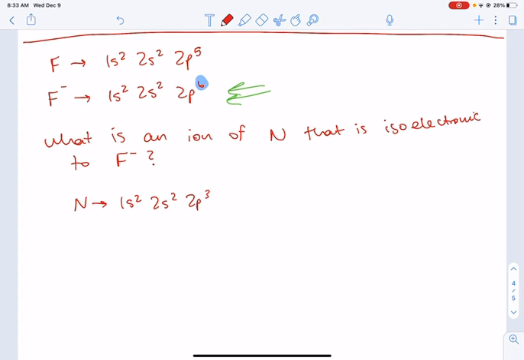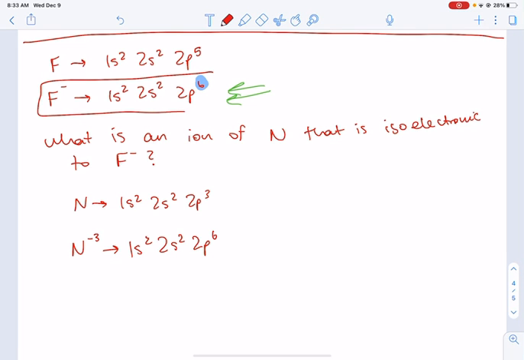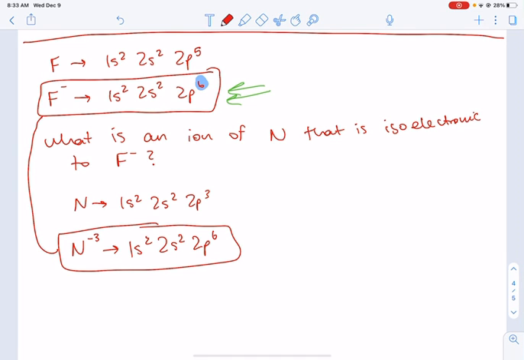Well, we're going to need to add 3 electrons. If you add 3 electrons to nitrogen, that's going to be nitrogen with a -3 charge. You added those electrons. It's more negative now. Now its electron configuration is going to match that of the fluorine, and they are going to be isoelectronic to one another. And that is everything today.